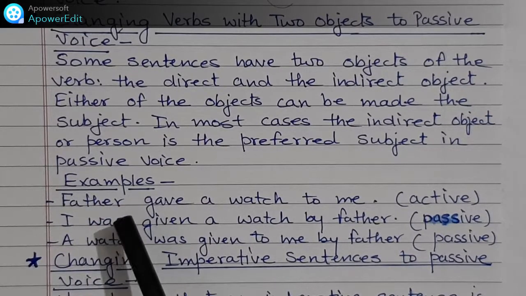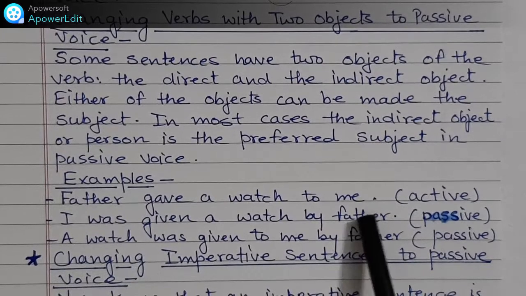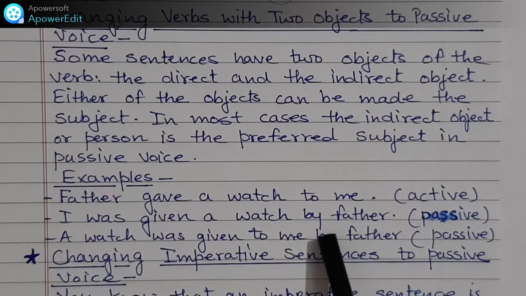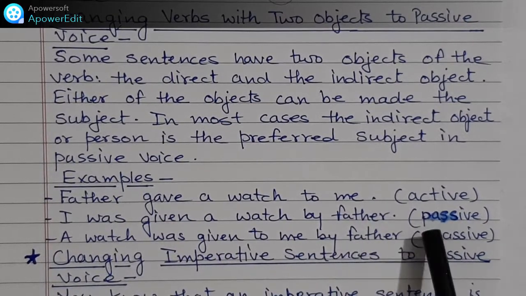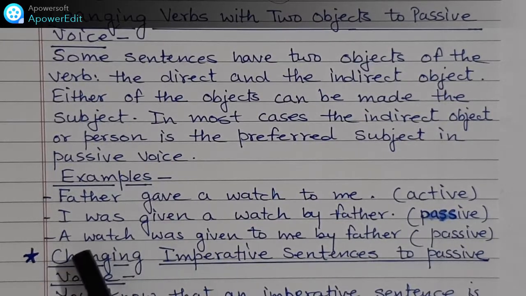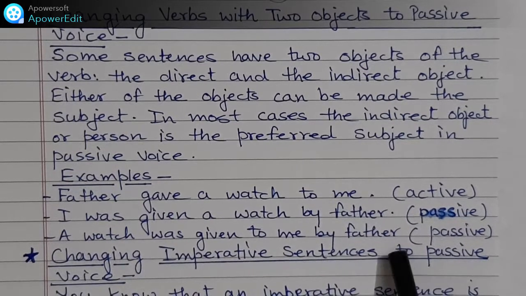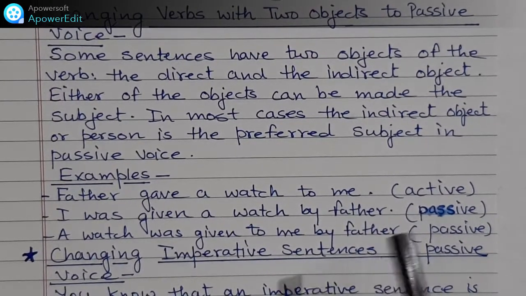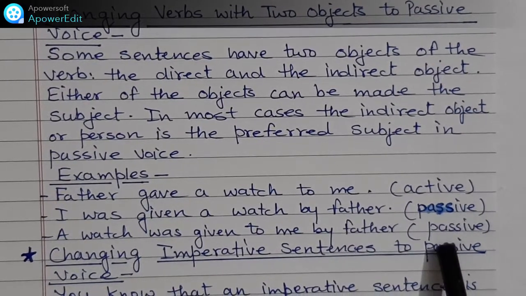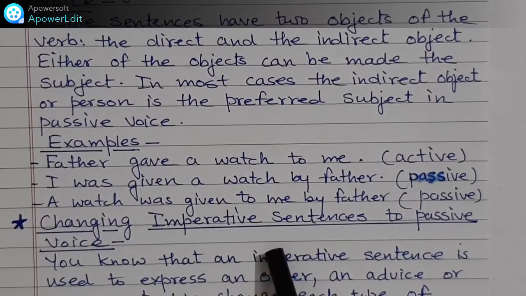For example, father gave a watch to me. Active voice. I was given a watch by my father. Passive voice. So same sentence, a watch was given to me by father. So you can see here it can be changed in two ways. Then how to change imperative sentences.